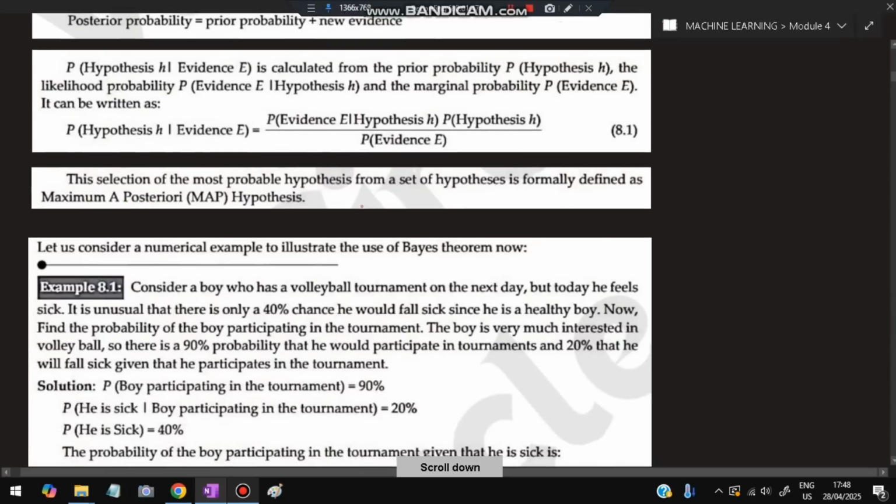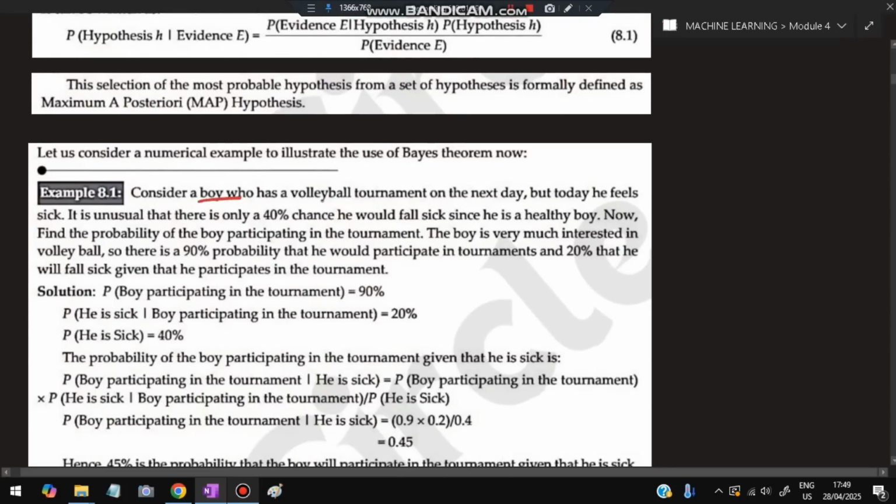Let's understand this using an example. There is a boy in a school who has a volleyball tournament. Today he feels sick. It is unusual. There is only a 40% chance that he would fall sick since he is a healthy boy. So 40% chance of sickness. The probability of him being sick is 40%.